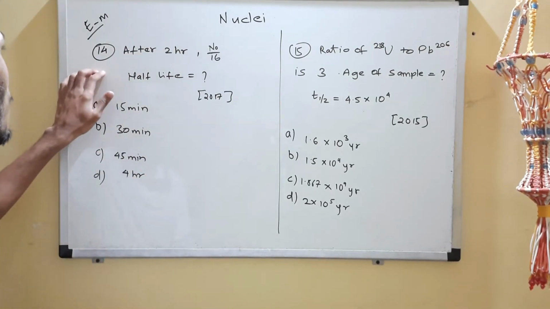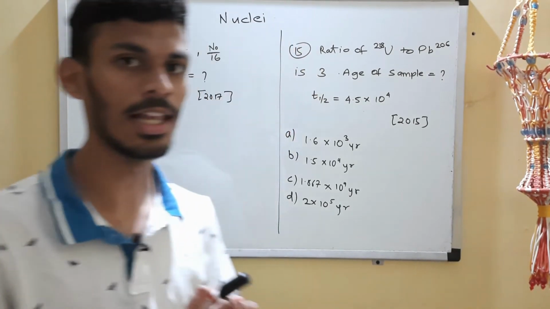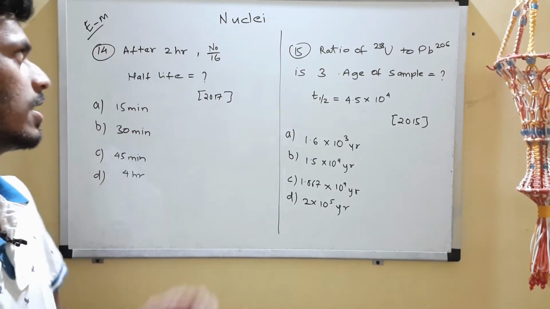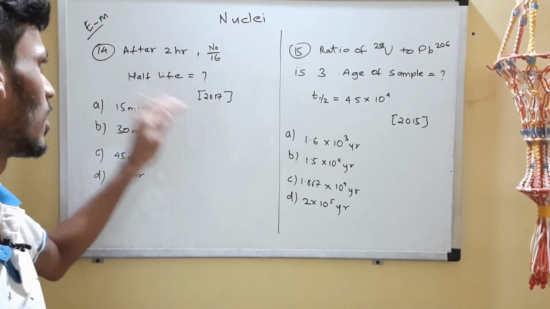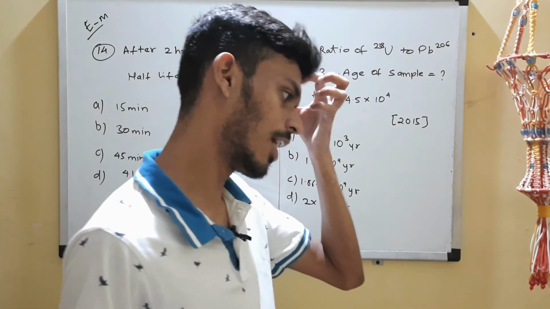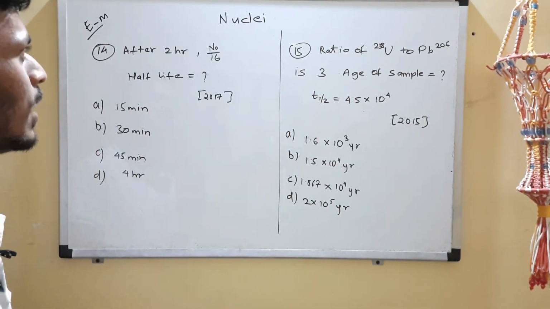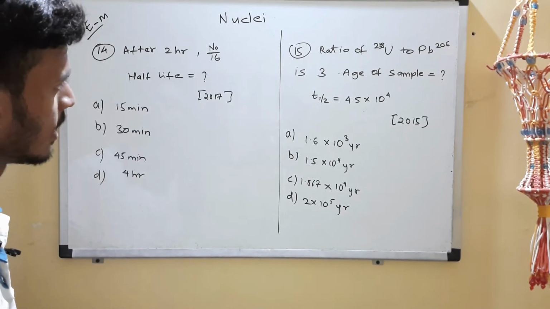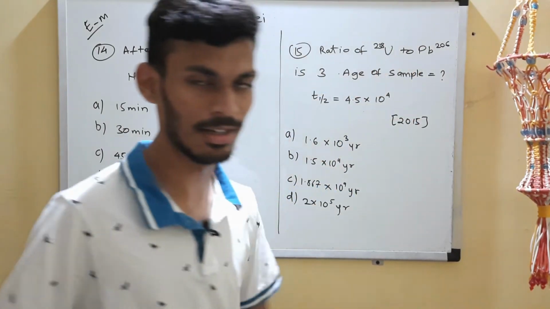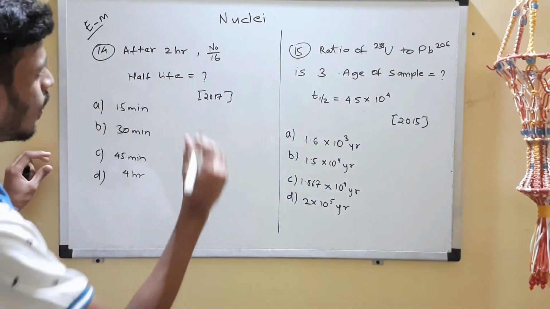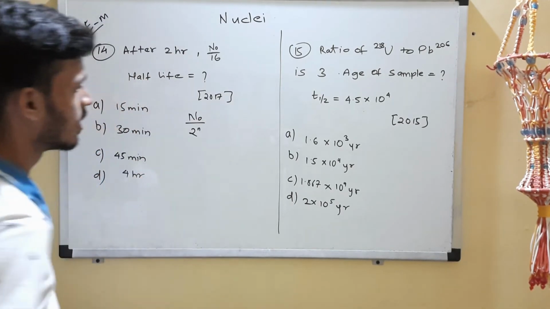So let's come to question 14. After 2 hours, the amount of remaining undecayed material in a radioactive sample is N0 by 16. So this is the amount that remains undecayed after 2 hours. You are supposed to tell what is the half-life for this particular reaction. Now we can do one wise thing over here. Instead of doing it by the formula, we'll also do it by the formula for those who don't get it the manipulative way.